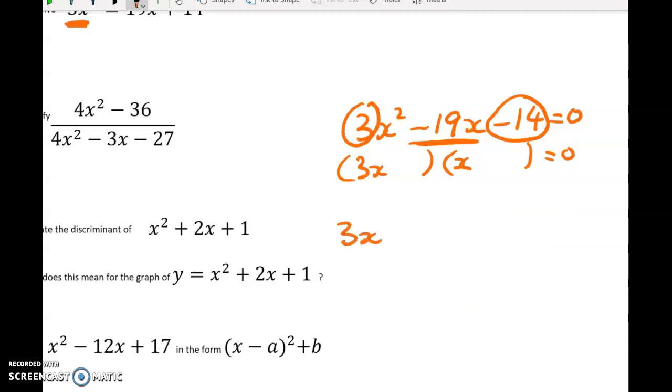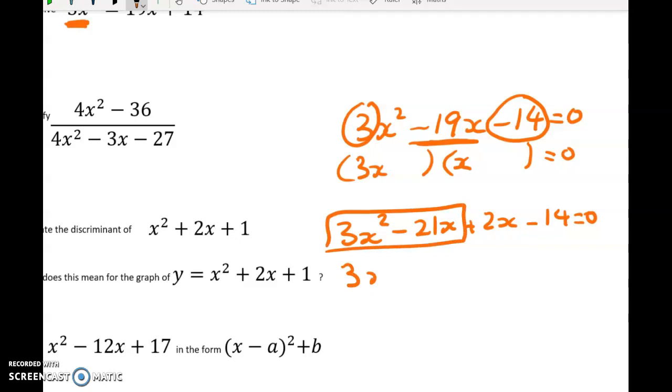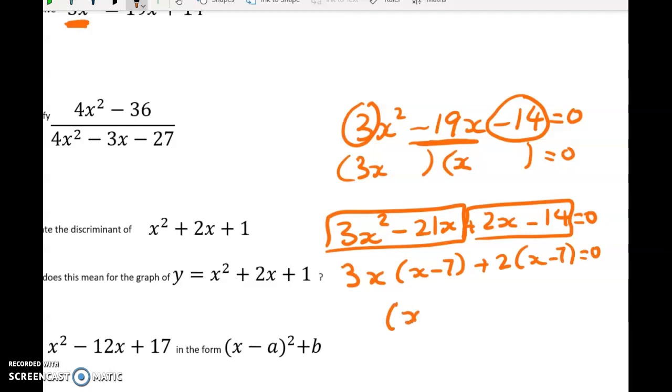So we have 3x squared minus 21x plus 2x minus 14 equals 0, and we factorise in two steps. We get 3x times x minus 7 plus 2, factorising this little bit here, 2 times x minus 7 is equal to 0. So my first factor is x minus 7. So x minus 7 times 3x plus x minus 7 times 2 equals 0.